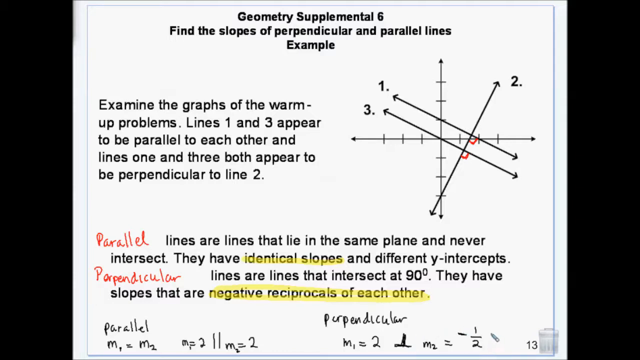So to be perpendicular, you flip it over, so you take the reciprocal and you do the opposite sign. So if you start with a negative, the perpendicular slope is going to be positive and flipped. If you start with a positive, you're going to flip and it'll be negative. Whereas if you're talking parallel, if you have a positive, your parallel slope is positive. If you have a negative, your parallel slope is negative. They're identical.